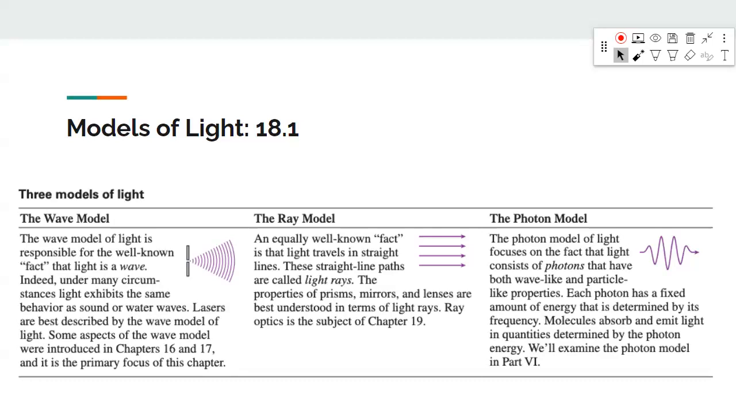And then the particle model of light, we don't really get to talk much about in this class, unfortunately, but it is part of the topic of 3C, and you'll also encounter it oftentimes in chemistry when you're trying to think about atomic spectra, that sort of thing.